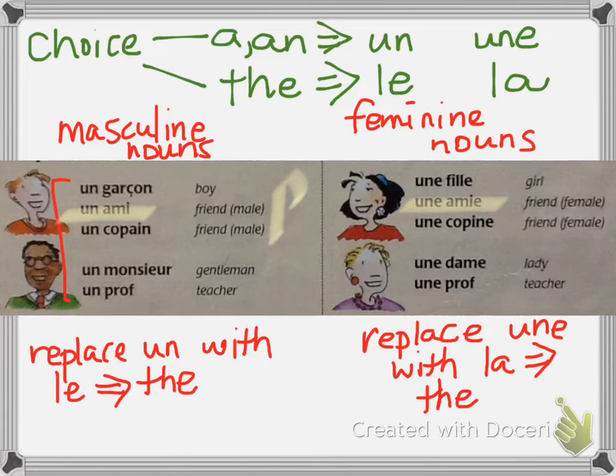So, s'il vous plaît, répétez un, une, le, la. Notice all four of them sound different. So when you're speaking in class, I should be able to tell which one you're using because they all sound different.